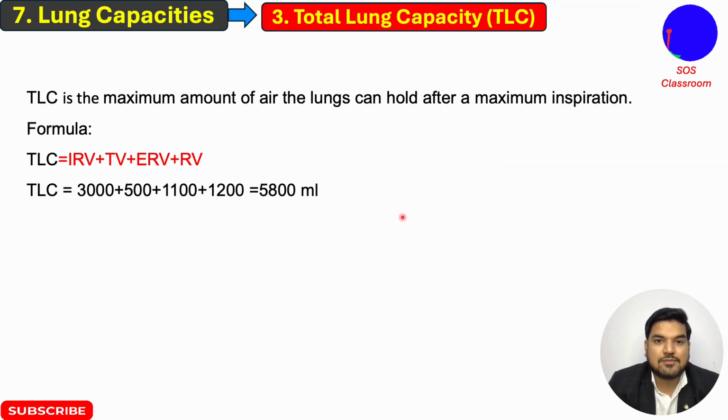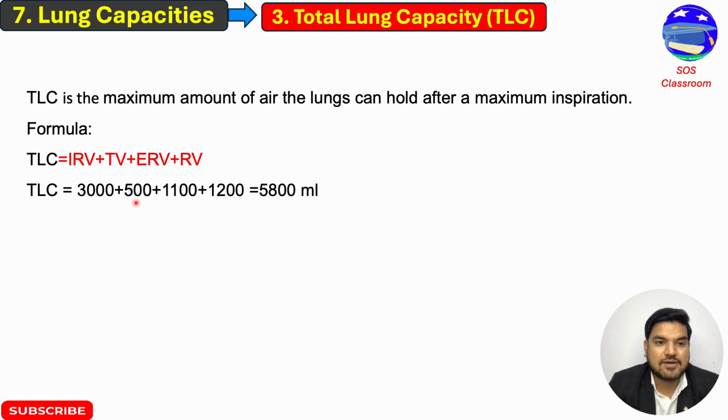Next is the total lung capacity. Total lung capacity means the total or maximum amount of air the lungs can hold after a maximum inspiration. What is the formula of TLC? IRV plus TV plus ERV plus RV: inspiratory reserve volume plus tidal volume plus expiratory reserve volume plus residual volume.